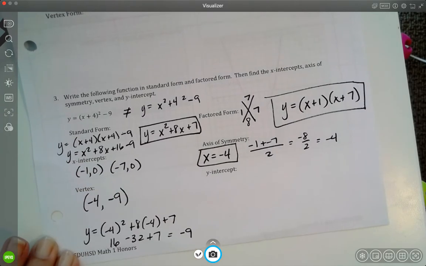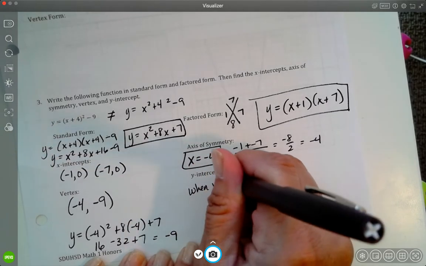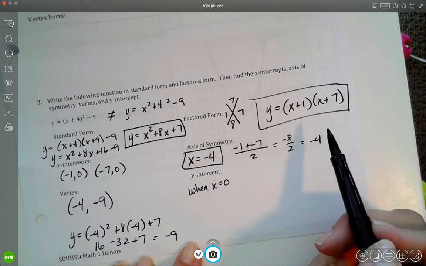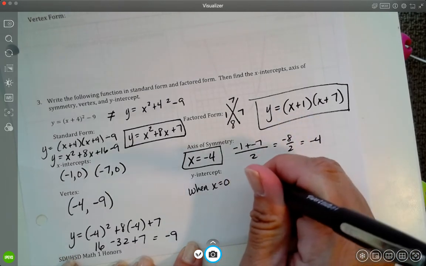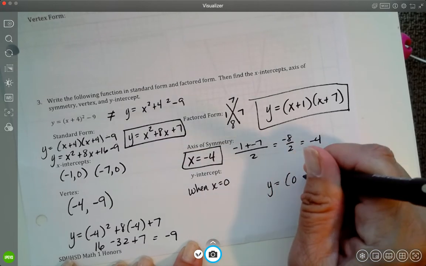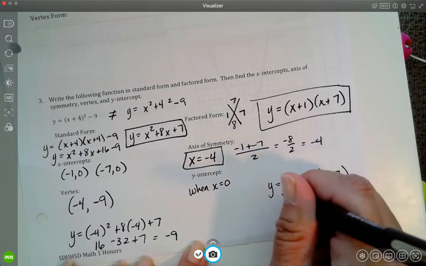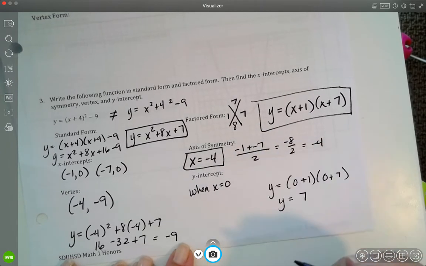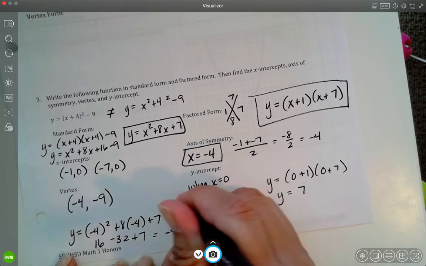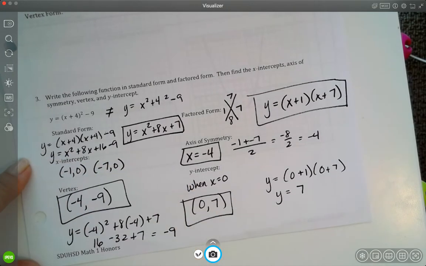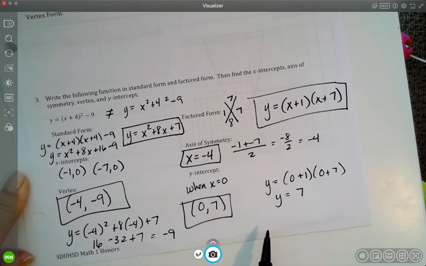And what's my y-intercept? The y-intercept is always when x equals 0. So I'm going to take either equation and figure out my y-intercept. I'll plug in 0 for x. So y equals 0 plus 1 times 0 plus 7. So y equals 7. Then my y-intercept is 0, 7. So that's just practice going from vertex form to finding all of this other information.